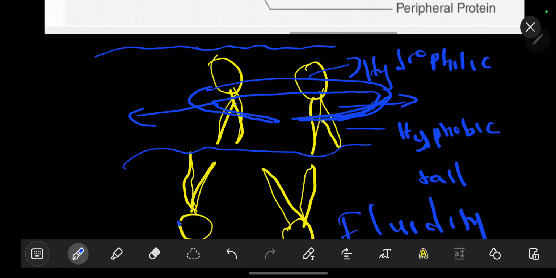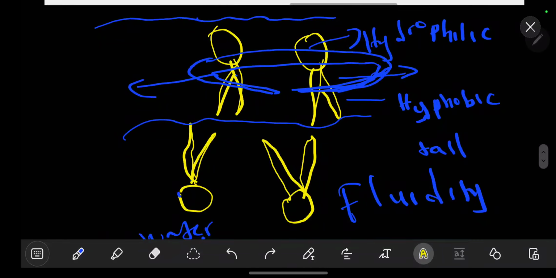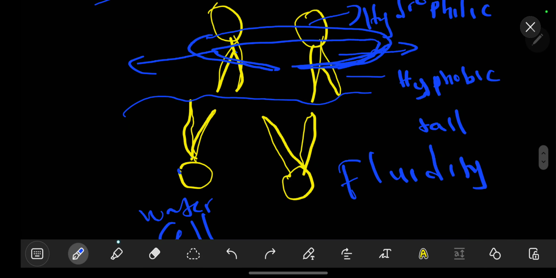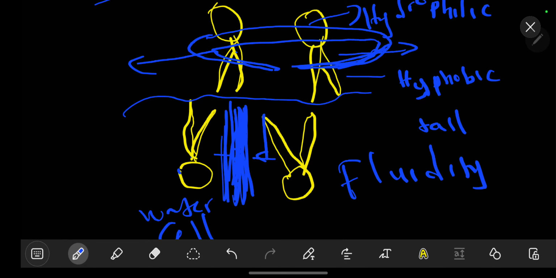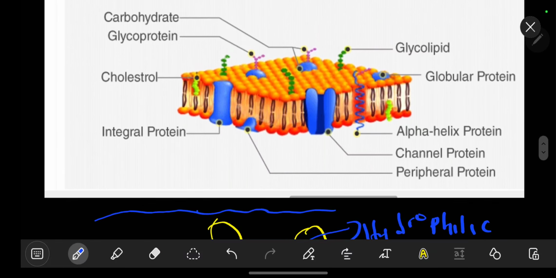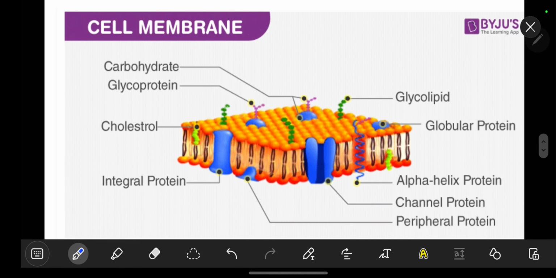It also maintains the fluidity by overlapping like that to prevent them from moving. If it is too cold, just as the principle states, these would want to move very close to each other. Therefore, the cholesterol will stand in between to prevent them from being very, very close. So that is the function of the cholesterol: to maintain the fluidity by maintaining the space between two or more phospholipids.